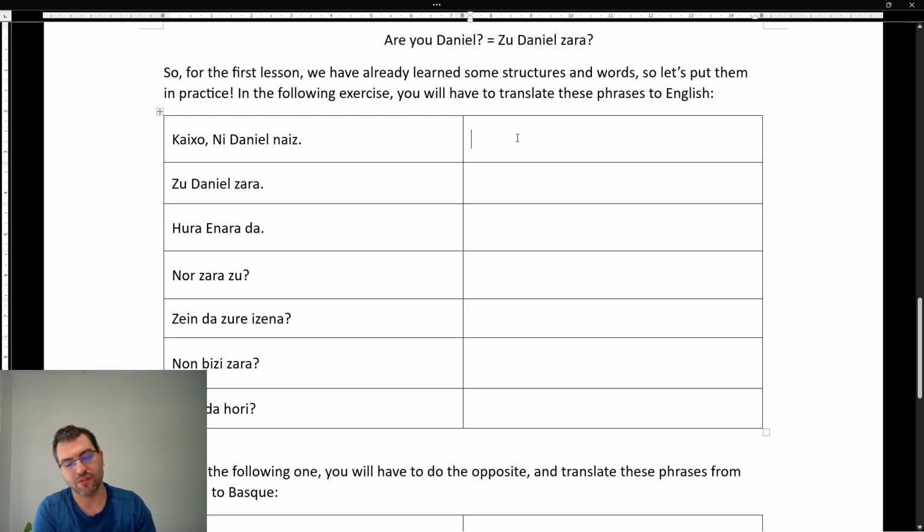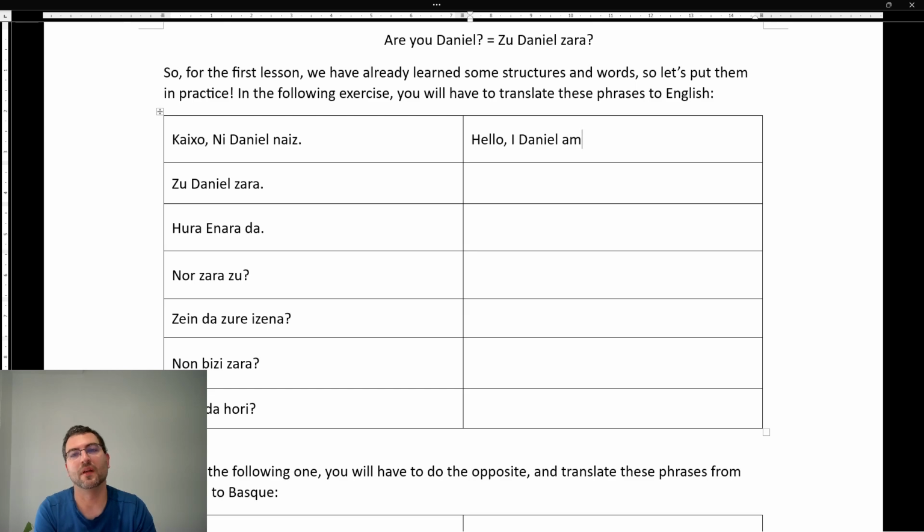As you know from lesson 0, kaixo means hello. Ni is I, Daniel is the same, and naiz is am. But as I said before, this would be a word-to-word translation. As you know, the verb is at the end of the phrase in Basque, and in English it's not translated like that. So, I am Daniel. Zu Daniel Sara. You are Daniel.